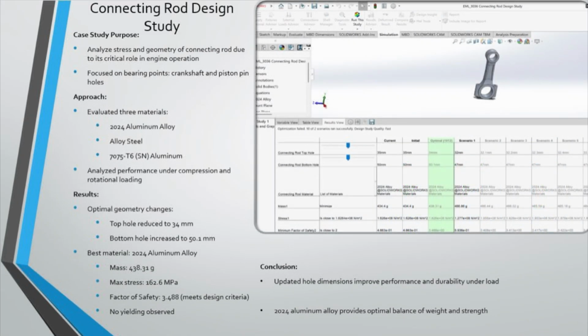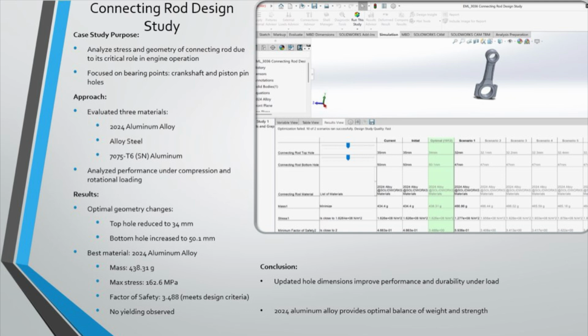To run a case study on the connecting rod, due to the nature of how the engine components work together, connecting rods usually take the most abuse besides piston heads since they deal with constant compression and rotation at their bearing points. With this in mind, we determined that the connecting rod holes that connect to the crankshaft and the piston pin were ideal places to analyze. We also checked 3 different materials: 2024 aluminum alloy, steel, and the 7075-T6 aluminum, which is widely used throughout engine components. From the optimal results, it is concluded that the top hole should be reduced to 34 millimeters, while the bottom hole should be increased to 50.1 millimeters.